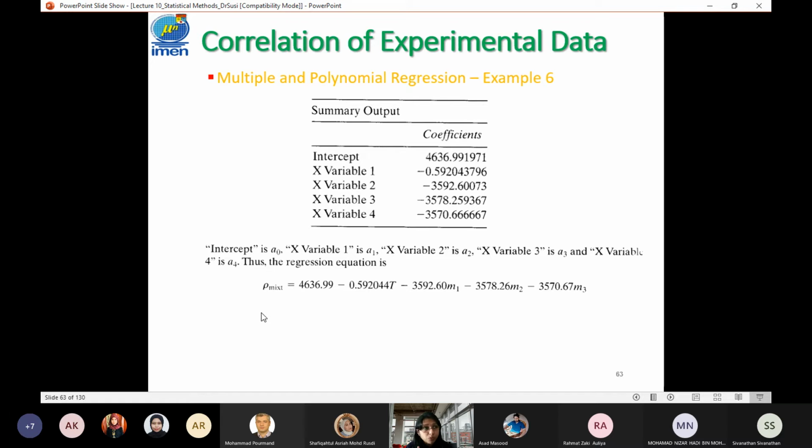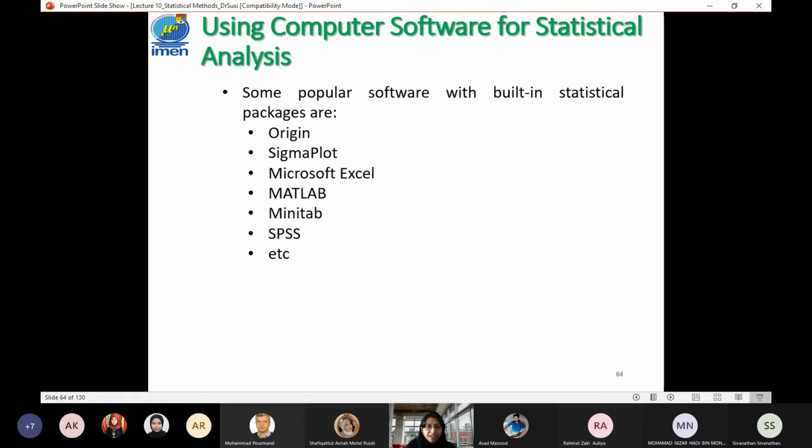So we looked at a simple y equals mx plus c to multiple polynomial regression. All these can be achieved through Excel. All right, you don't need to use any complex statistical software. You can do it in Excel, but if you want to delve deeper, you want to give more meaning to your data, and if your supervisor deems it fit, use other statistical software. Some popular ones are Origin, Sigma Plot, Excel is the common one, MATLAB, Minitab, SPSS, and so forth.